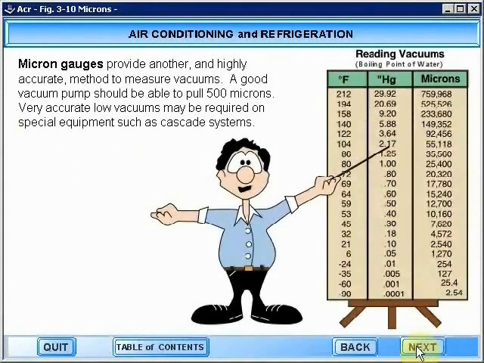Micron gauges provide another and highly accurate method to measure vacuums. A good vacuum pump should be able to pull 500 microns. Very accurate low vacuums may be required on special equipment such as cascade systems.